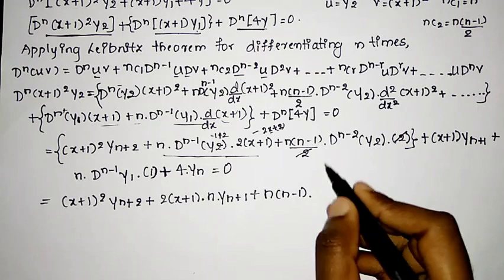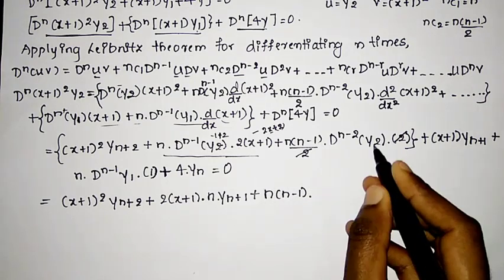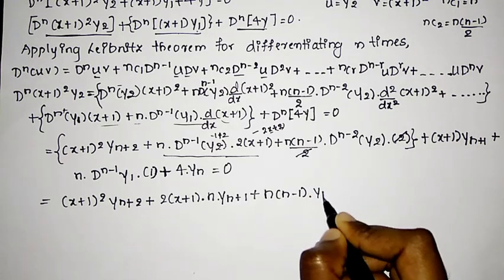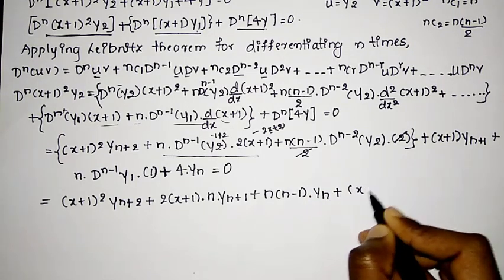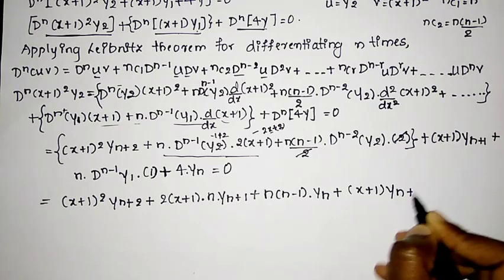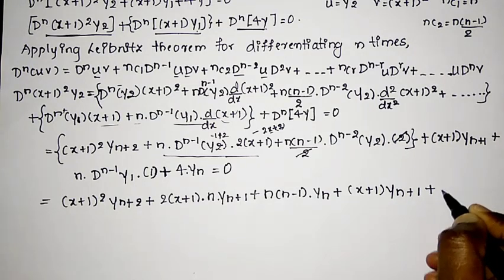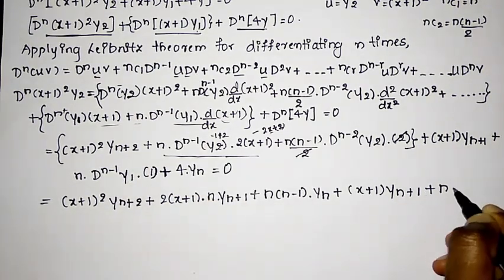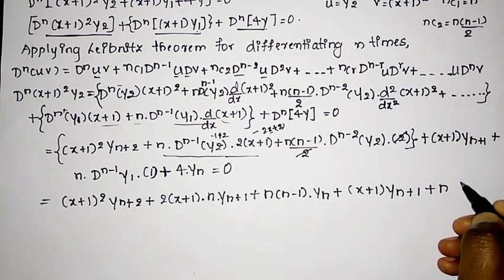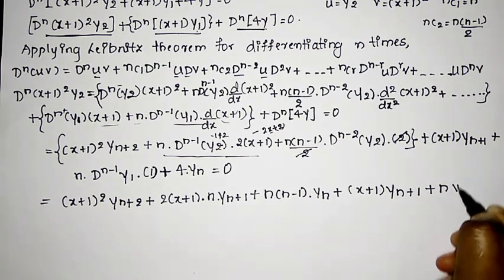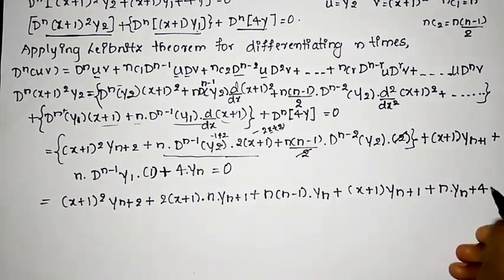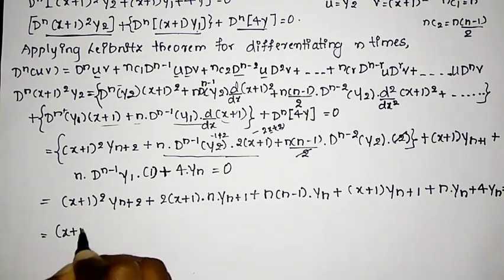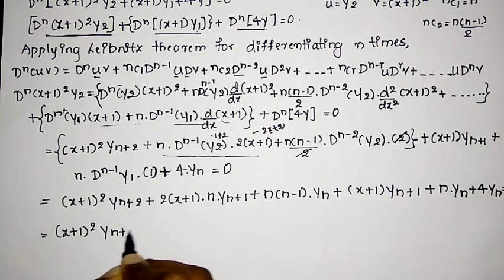So we have n plus 1, and then this minus 2 and plus 2 will get cancelled. So just write it as yn plus. So therefore it will be x plus 1 into yn plus 1 plus n into. So therefore this minus 1 plus 1 will also get cancelled. So just write it as n into yn plus 4 into yn is equal to 0. So therefore you can write it as x plus 1 the whole square yn plus 2.